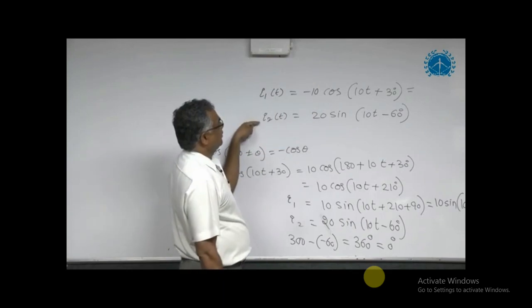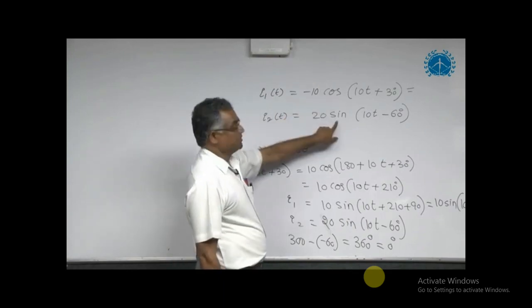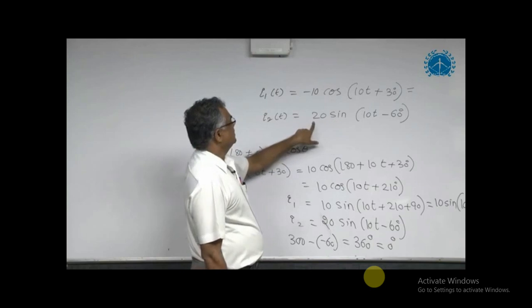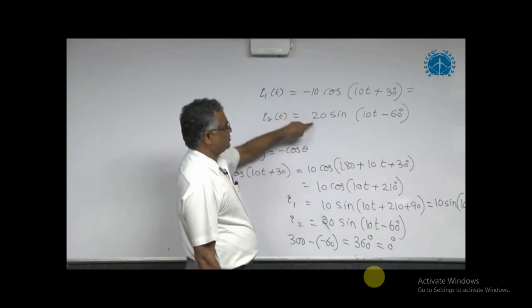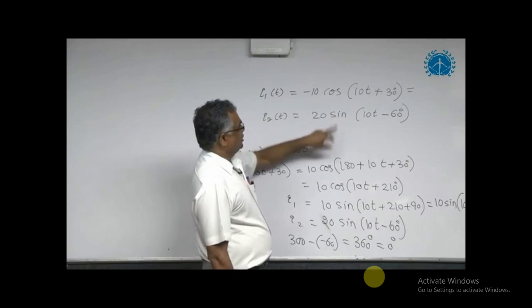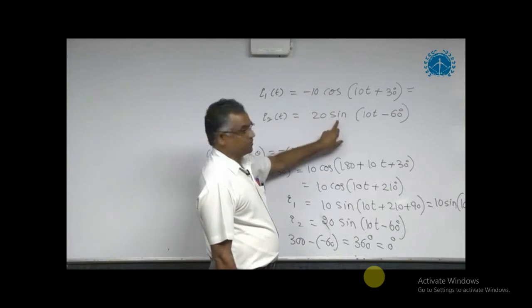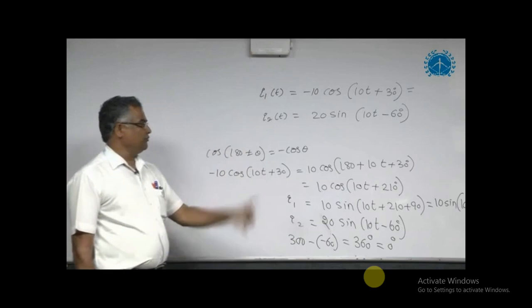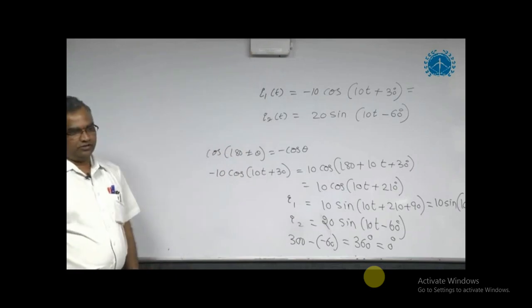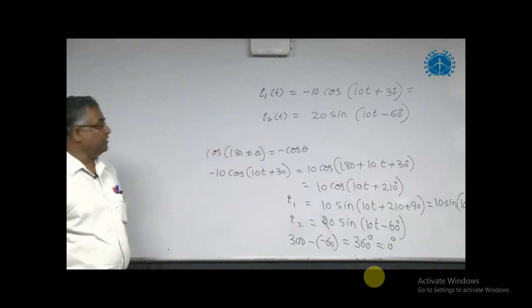But in this problem, this is a cos function, this is sine. This is positive, this is negative. Change negative into positive or positive into negative. Then change cos into sine or change sine into cos. When both are in the same form, then go for the difference, it will give the correct answer. This is the standard normal procedure.